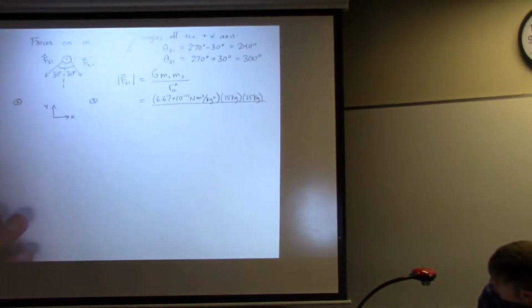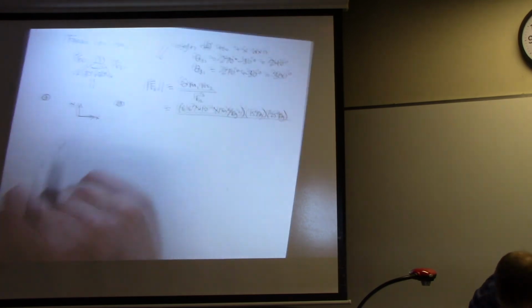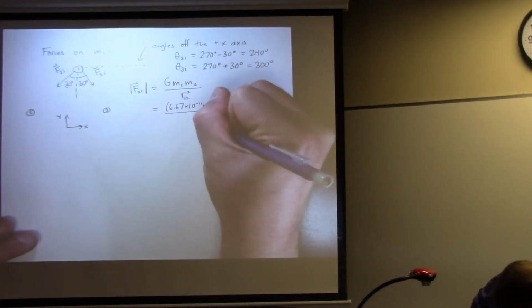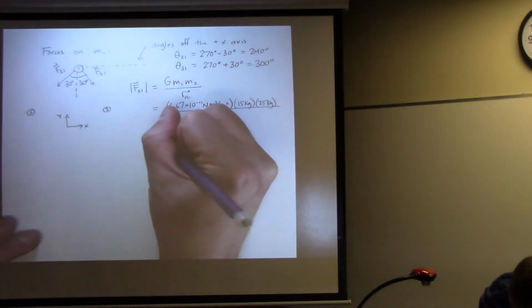And what's the distance between them? Well, that's just the length of this side of the triangle to get from 1 to 2. I need to know the distance between them, and that was just given to us as 5 meters. So I have 5 meters squared right there.